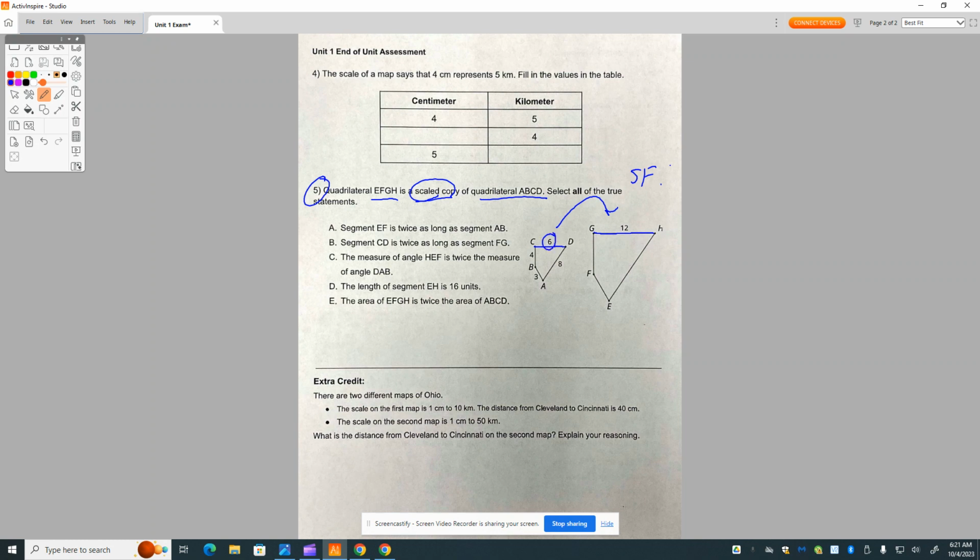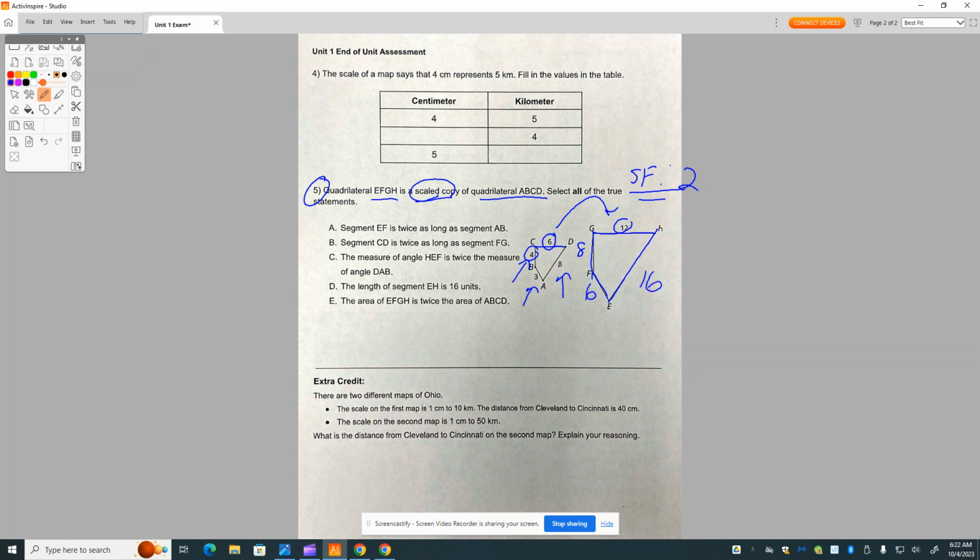Now, looking at the 6 and the 12, what would be my scale factor? 6 times what is 12? Well, I can see here that it would be 2. So that means I could go ahead and find all the missing values by applying my scale factor to all the sides of my original to find the corresponding sides in my scaled copy. For instance, if I look at this 4 here, 4 times 2 is 8. 3 times 2 is 6, and of course 8 times 2 is 16.